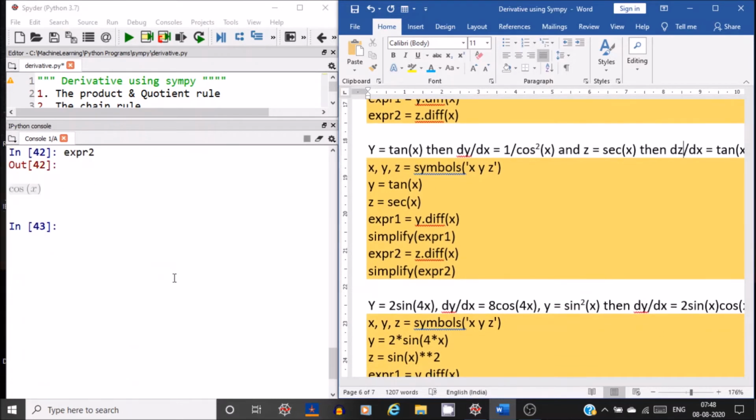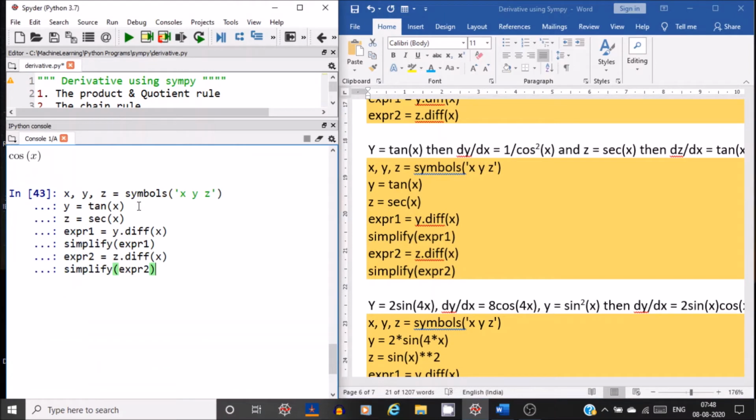So how can we implement it? Now we can check it. See here, x, y, z are all symbols. So y is equal to tan x and z is equal to sec x. So expr1 is y differentiated with respect to x, that means differentiating tan x. Here we will differentiate sec x, and you can see the result.